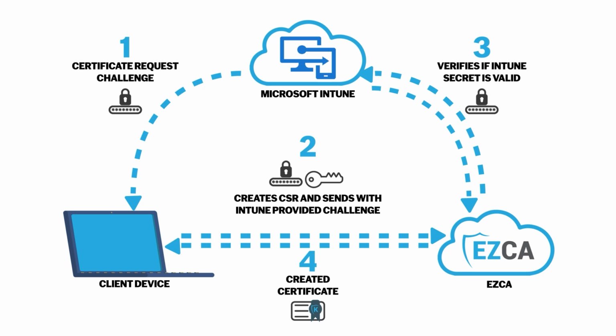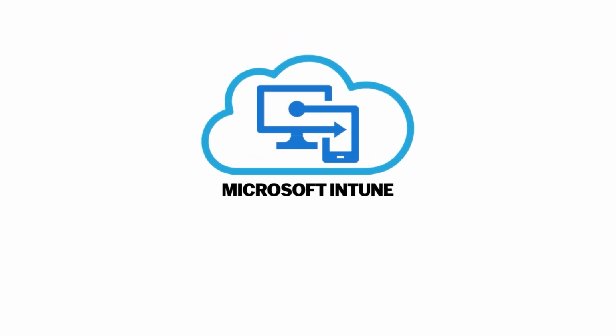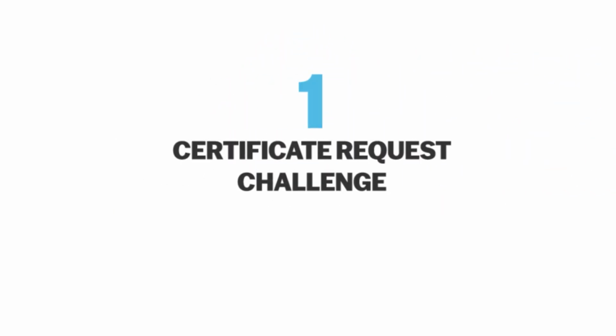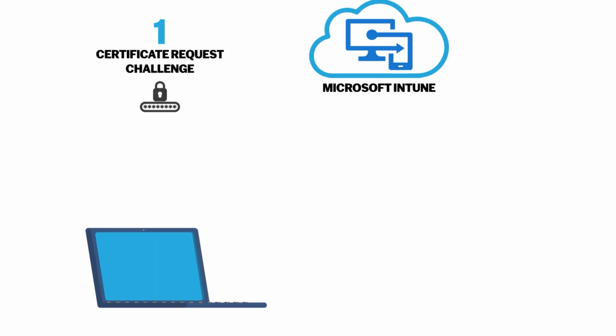Today we're going to take a look at how to set up Wi-Fi certificate authentication using Intune, EasyCA and EasyRadius. First, let's talk about how certificate authentication works. You have Intune or Jamf or any other MDM that you're using, having your device request a certificate from the CA using SCEP.